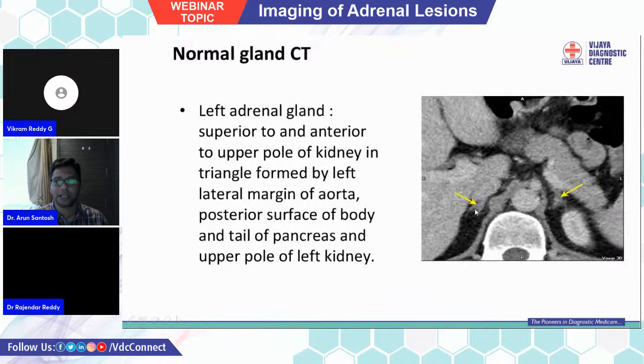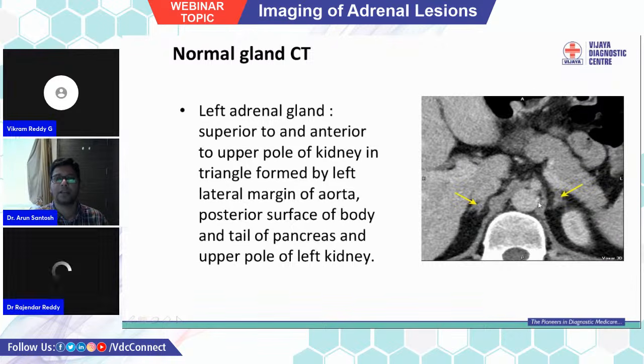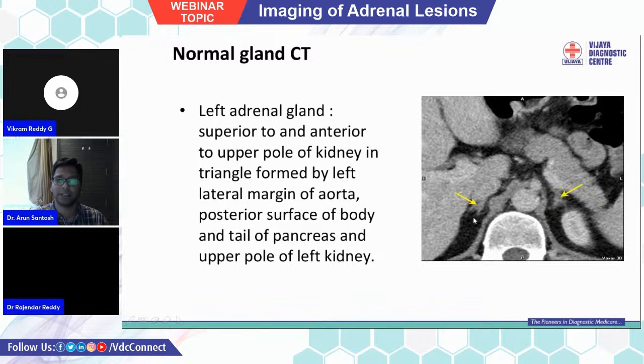Similarly, this is the representation of both adrenal glands. Here we can see the Y-shaped right adrenal gland and the Y or V-shaped left adrenal gland. The left adrenal gland is seen just above the upper pole of the left kidney, posterior to the distal body and tail of the pancreas, and lateral to the left crus of the diaphragm.